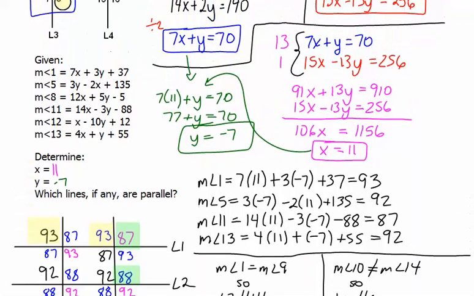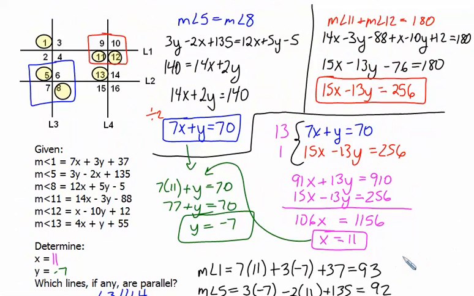So where it says which lines, if any, are parallel, make sure to answer that line 3 was parallel to line 4. Now this can be a very involved problem, but show your work one step at a time. Stay organized, and everything should work out well for you.